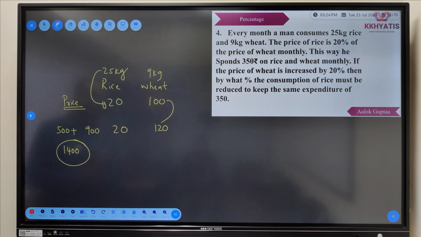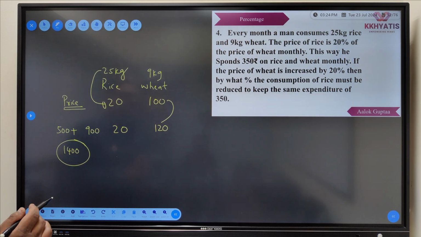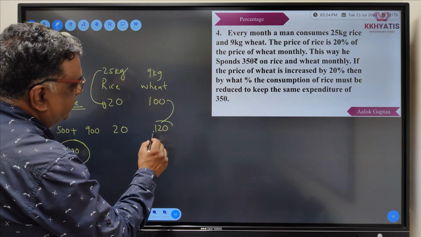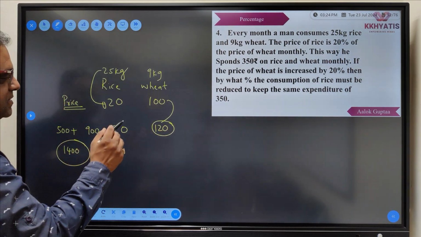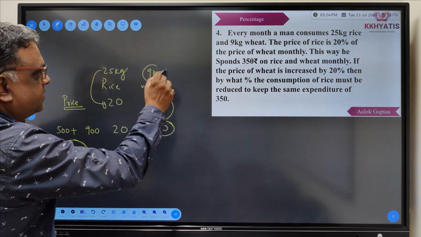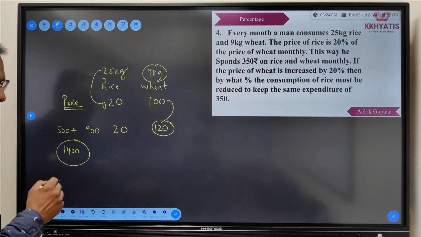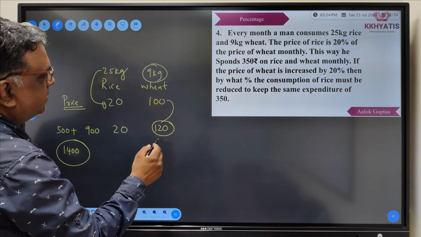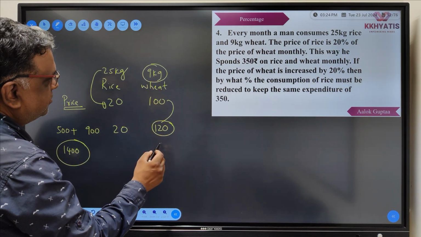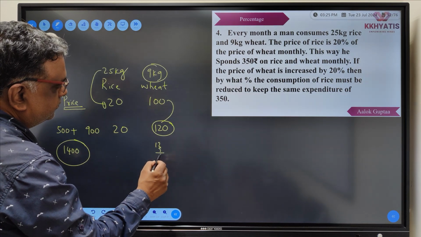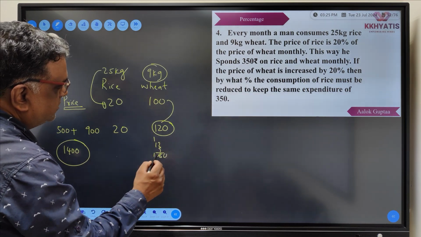Now what is happening is, if the price of wheat is increased by 20%, then by what percent must the consumption of rice be reduced to keep the same expenditure, which means here my price became 120, but I am still keeping my consumption of wheat the same. I have to reduce the consumption of rice. So my expense on wheat here is 120 into 9, which is 1080.